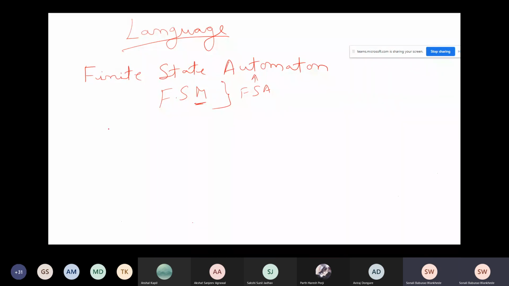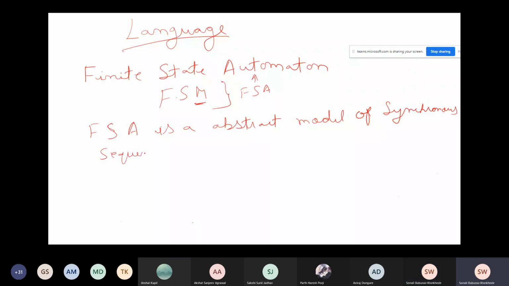If you want me to define it formally, finite state automaton, FSA, is an abstract model of synchronous sequential circuit. Do you have these concepts, guys?